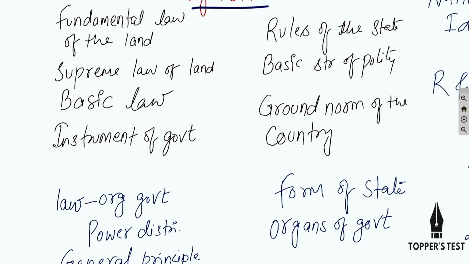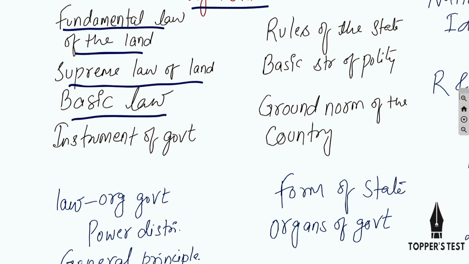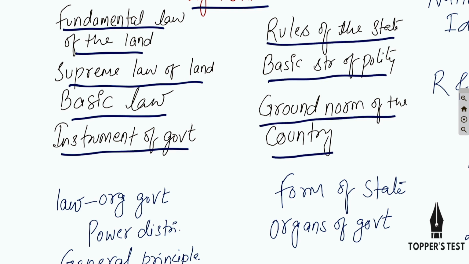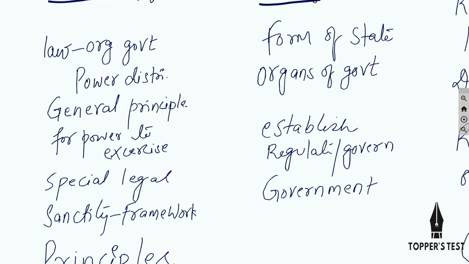What other names does the constitution have? Fundamental law of the land, the most important law, supreme law of the land, basic law of the land, instrument of the government, rules of the state, basic structure of polity, and ground norms of the country. So this is law organizing government. This is one thing, and power distribution between governments is another thing, and general principles for power to be exercised.